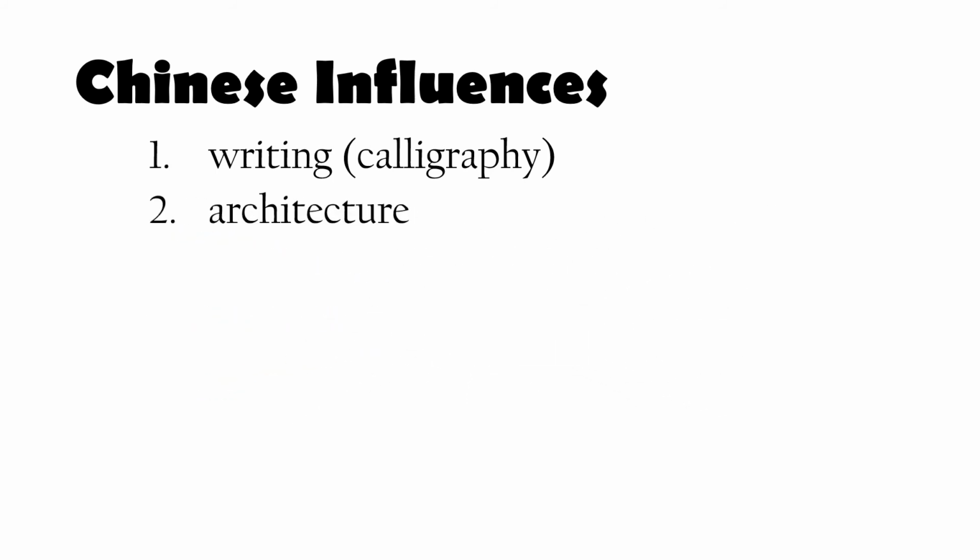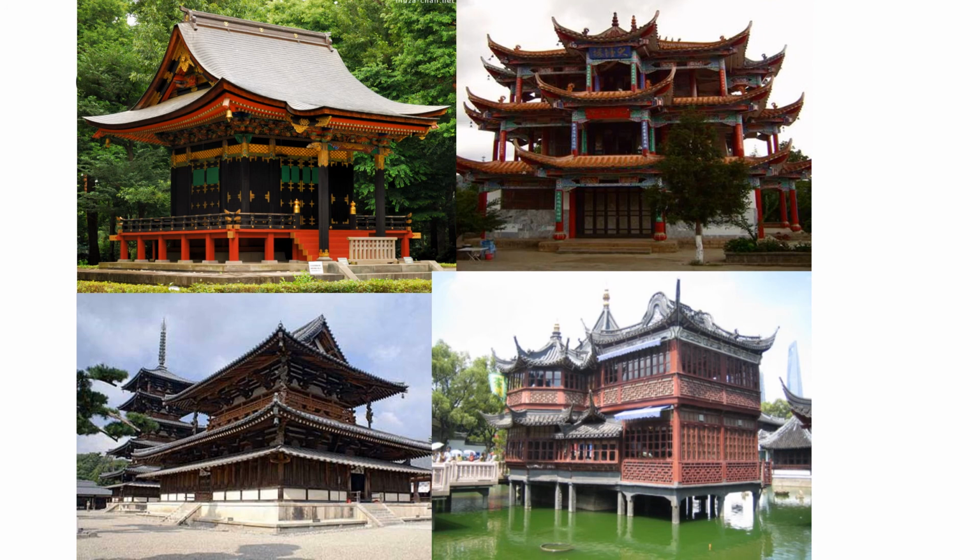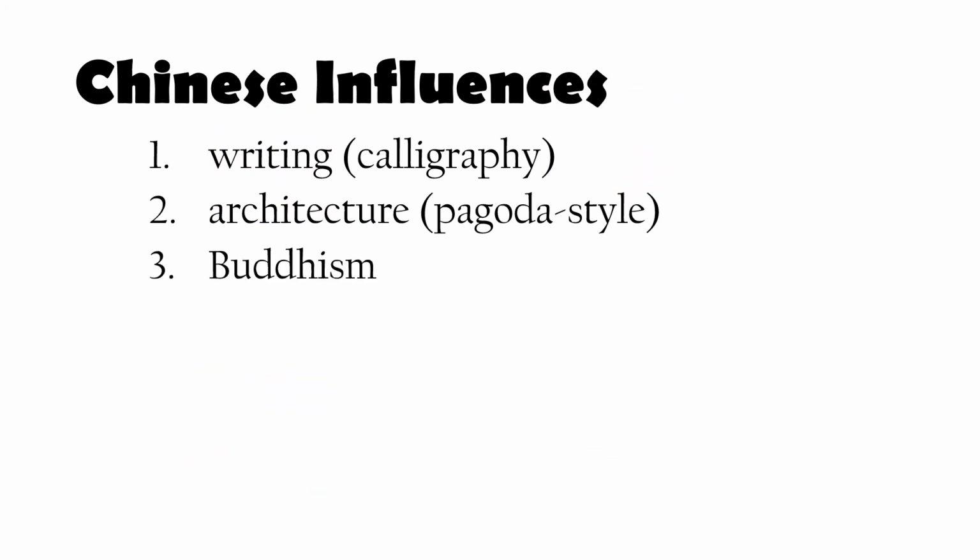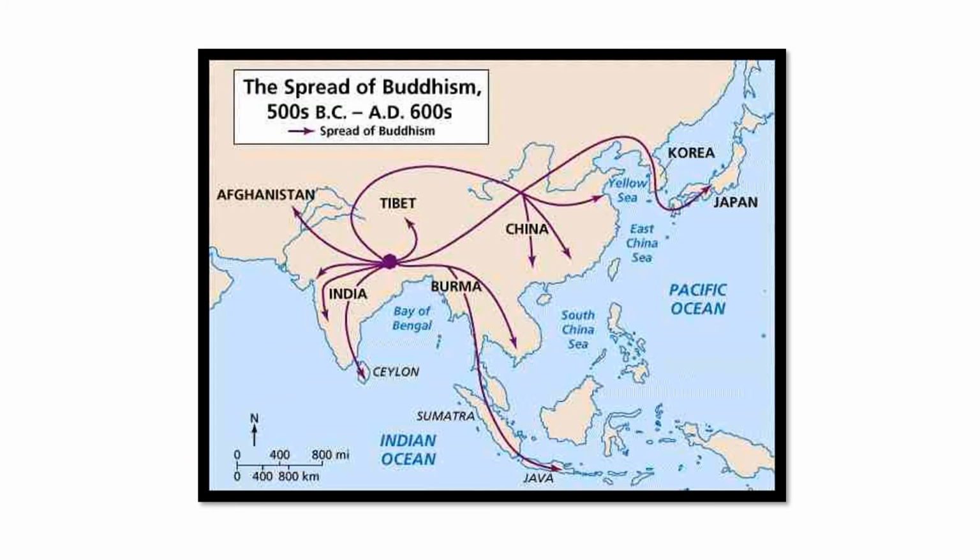A second influence is architecture. And I'm highlighting here this pagoda style architecture. You can see by these images what I'm talking about when I say the pagoda style. While each picture may look slightly different from the other, the same kind of curved roofing is highlighted here. And finally, of course, the religion of Buddhism, which I just mentioned.